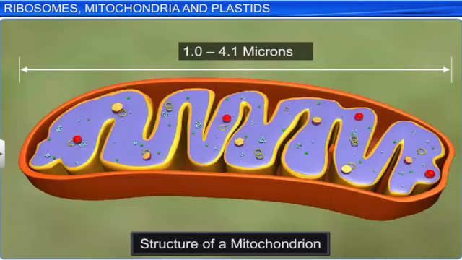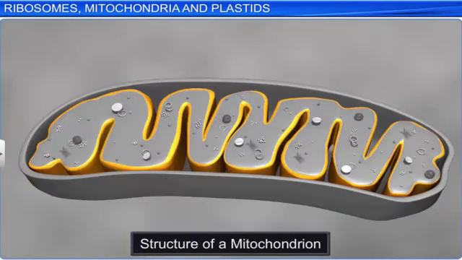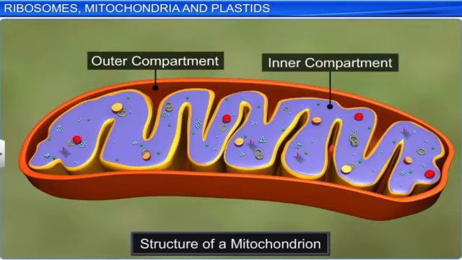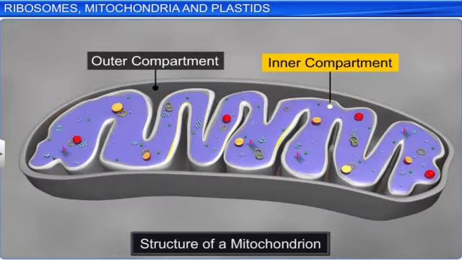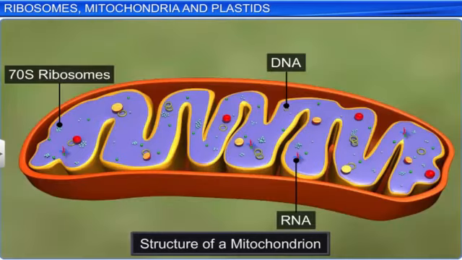It is a double membrane bound structure consisting of an outer membrane and an inner membrane, and each membrane has its own specific enzymes associated with the mitochondrial function. The membranes divide the mitochondrial lumen into two aqueous compartments, the outer compartment and the inner compartment called the matrix, that contains a single circular DNA molecule, a few RNA molecules, 70S ribosomes, and the components required for the synthesis of proteins.